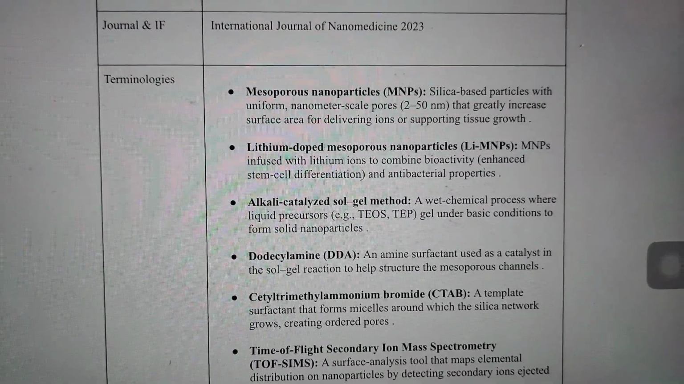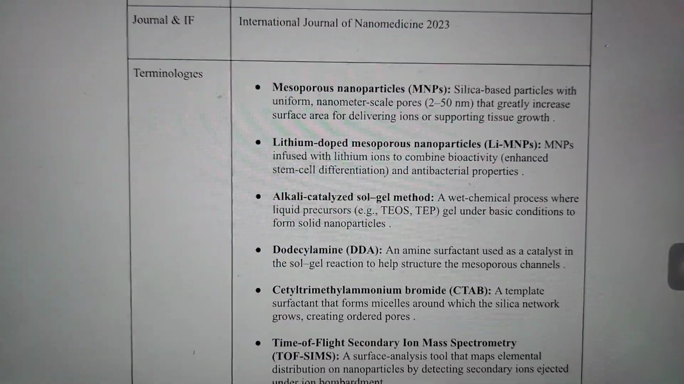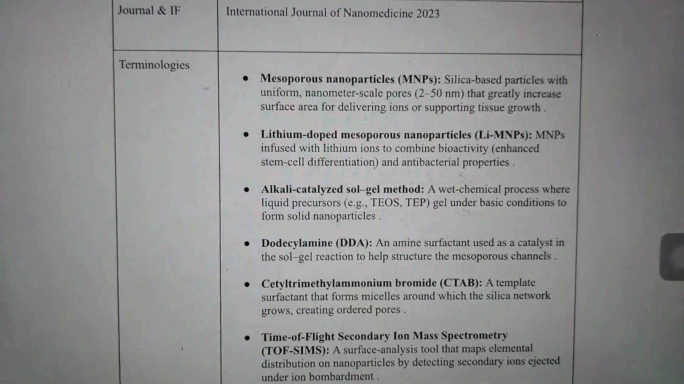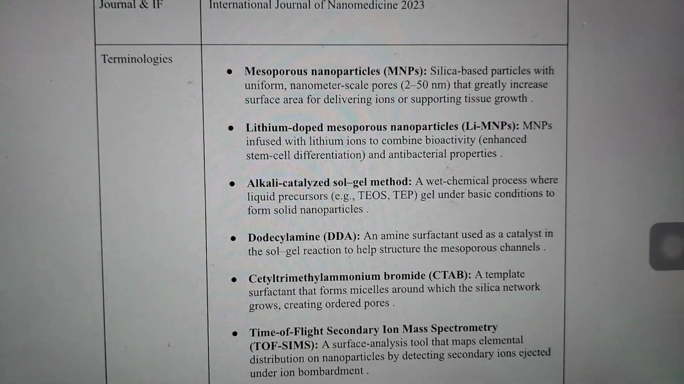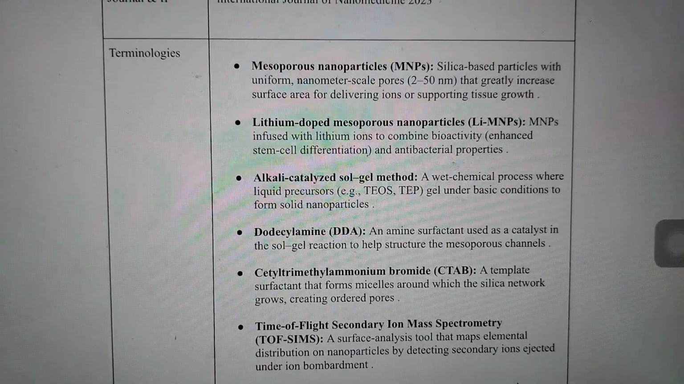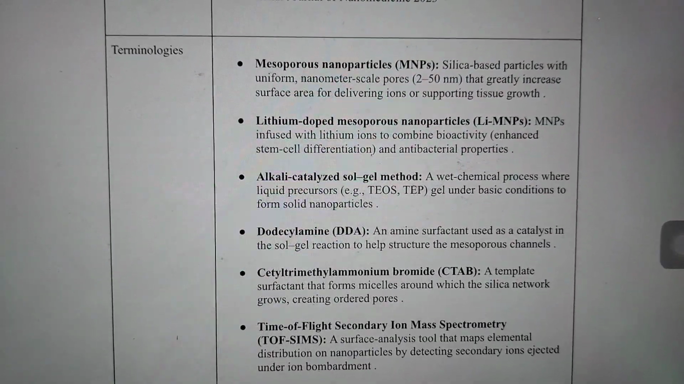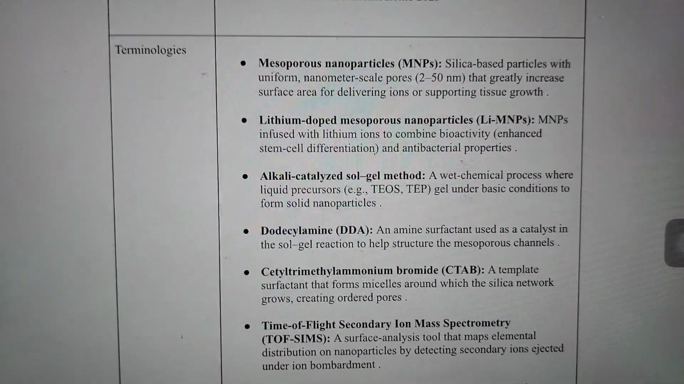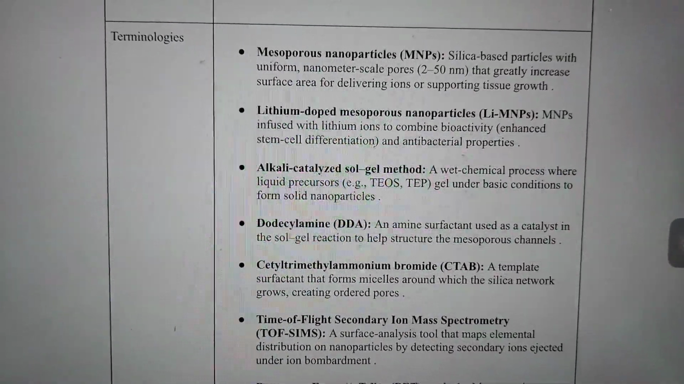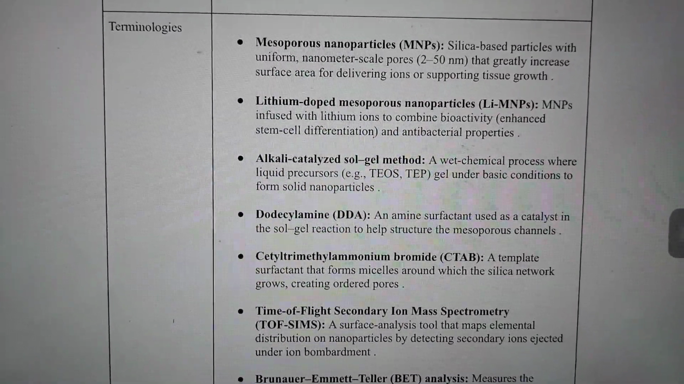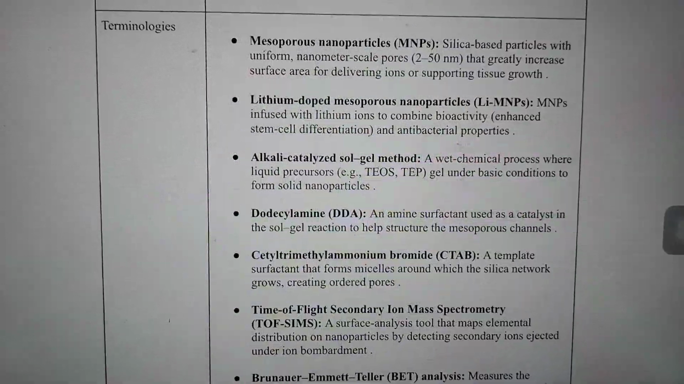Dodecylamine, DDA, an amine surfactant used as a catalyst in the sol gel reaction to help structure the mesoporous channels. Cetyl trimethyl ammonium bromide, CTAB, a template surfactant that forms micelles around which the silica network grows, creating ordered pores.